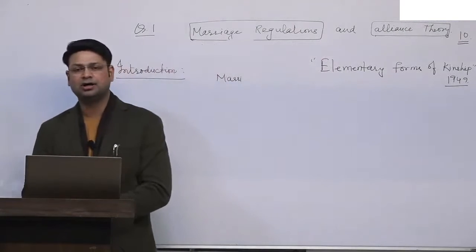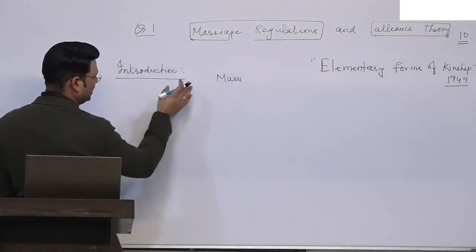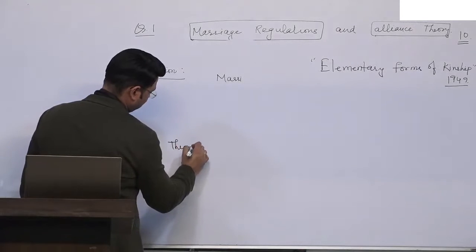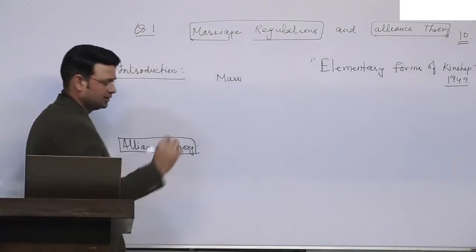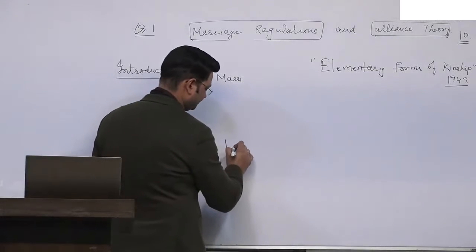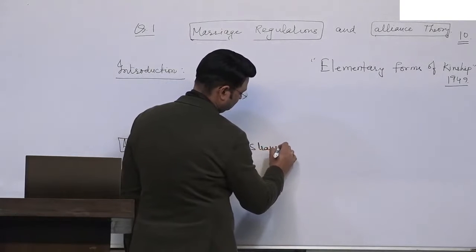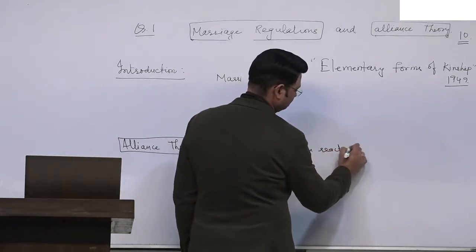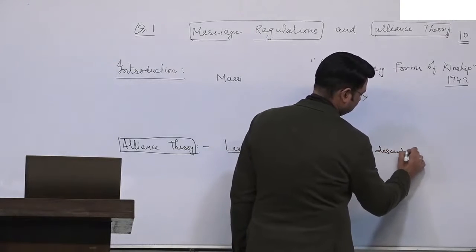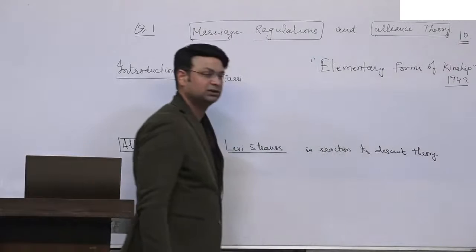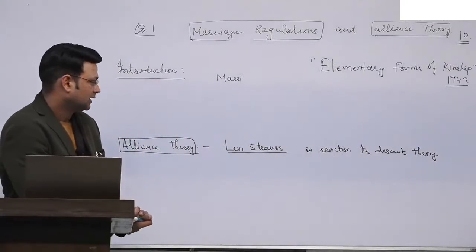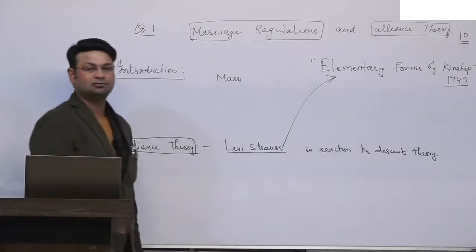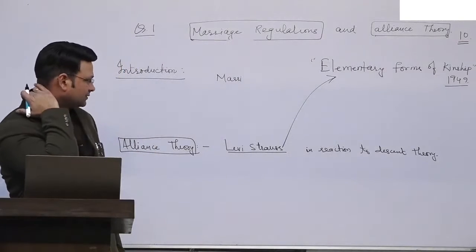Then directly come to alliance theory. So the first part is done, then come to alliance theory. Alliance theory was given by Levi-Strauss, and this theory came in reaction to the descent theory of kinship. Now, this was given in his book, The Elementary Structures of Kinship, that was written in 1949.